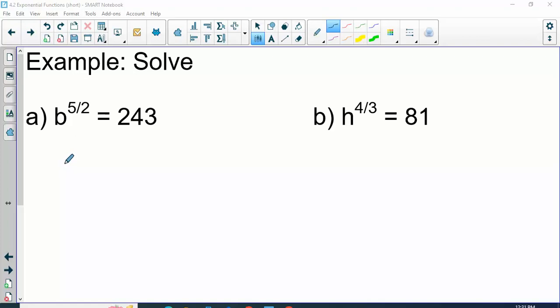The square root of b to the fifth power. Okay, and it doesn't matter if that 5th is under the radical or outside the radical. So from there, what do we do if I want to solve for b? Okay, we could start off by squaring both sides. That would cancel our square root.